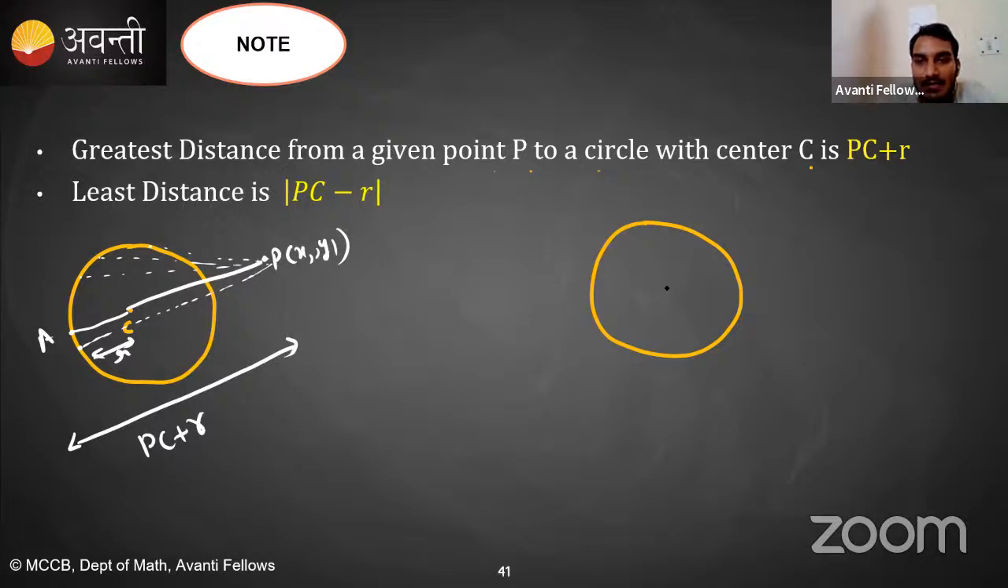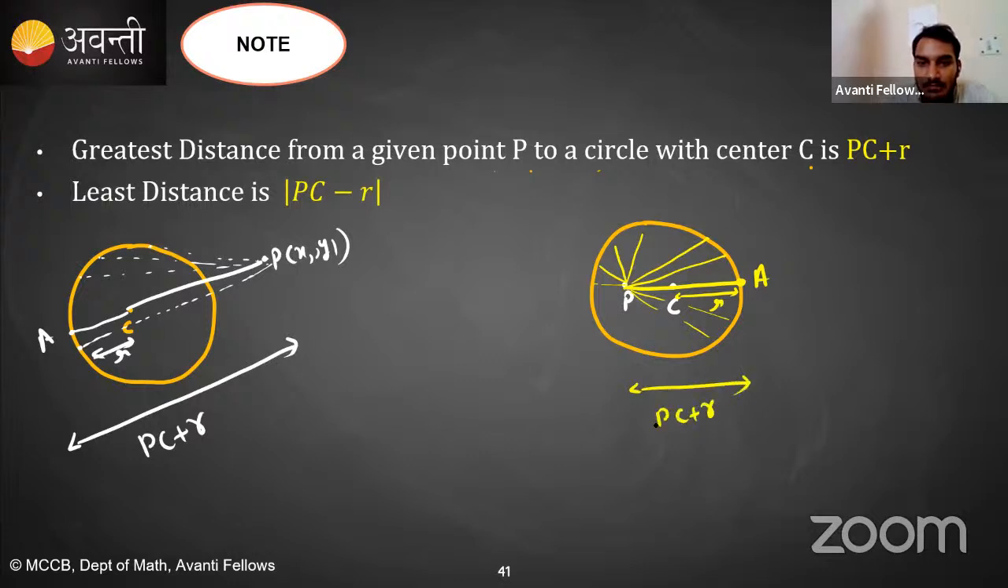In a similar way, if my center is C and the point P is lying here, where will I get the maximum distance? See, this is one distance, increasing, increasing. This is another distance, also increasing. So when it is exactly opposite, this way, it will be the maximum distance. After that, it starts decreasing again, right? So this point, let's say again A. What is this distance? This is R and this is distance PC. So the maximum distance is PC plus R only.